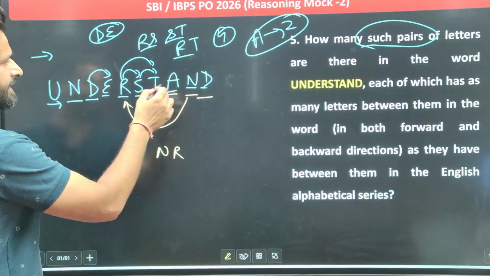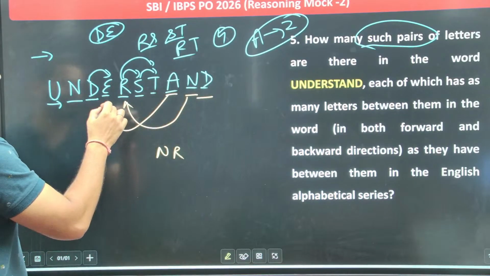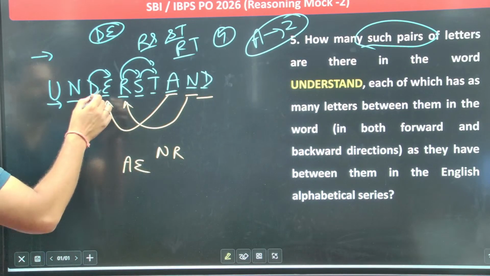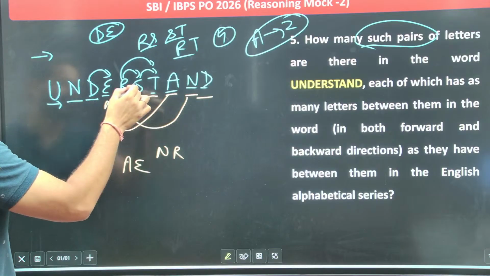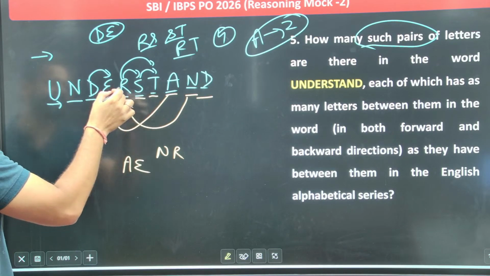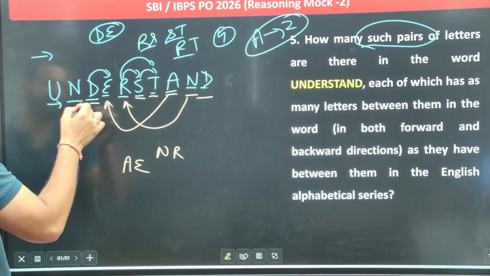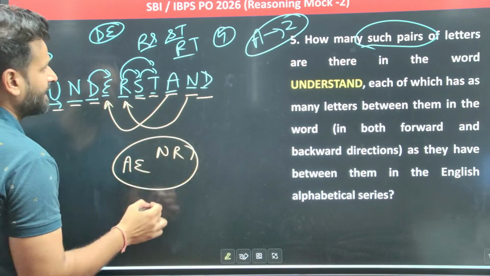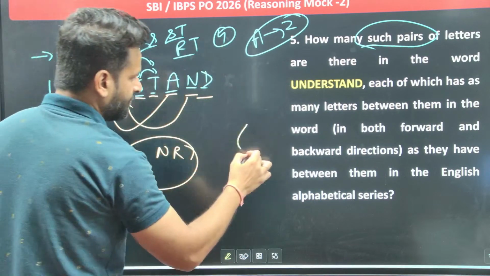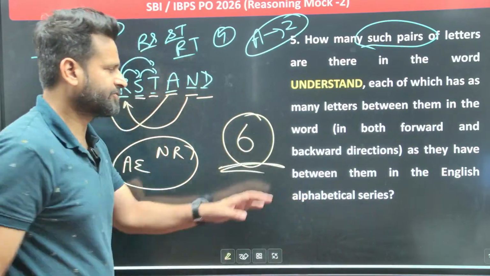Checking from A. After A it is B, C, D, E. Yes. From A to E is one pair. E के बाद F, G, H. No. T, U, V, W, X, Y, Z. S, T, U, V, W. No. D, E, N, O नहीं है. So 2 in backward and 4 in forward. 4 and 2, 6. Answer to this question will be 6.